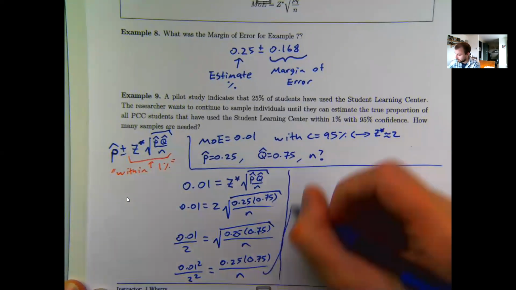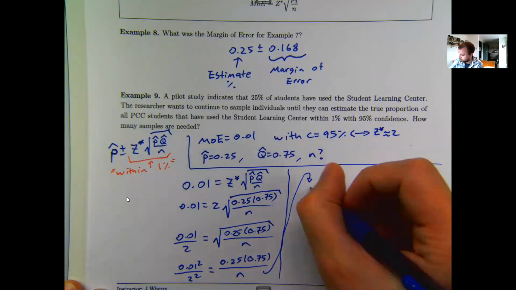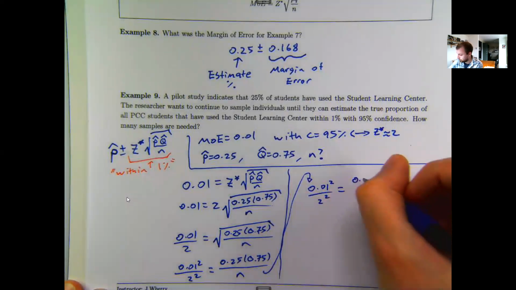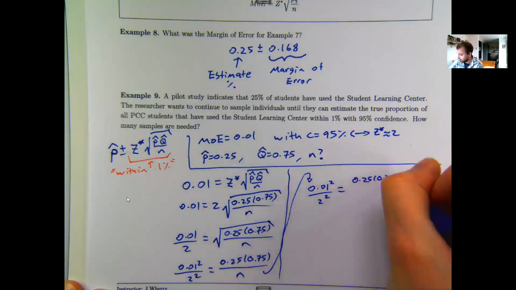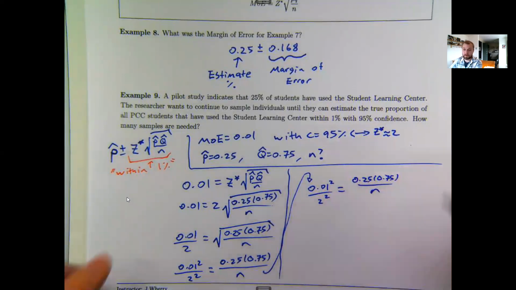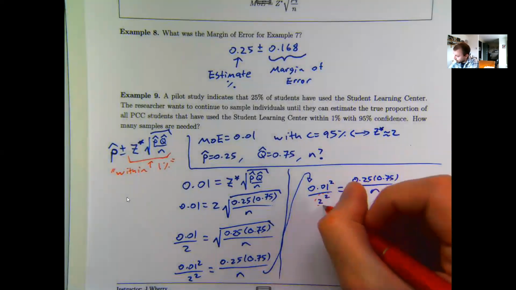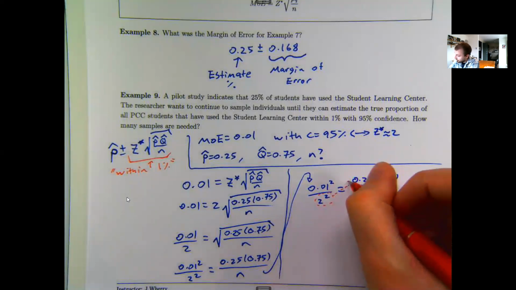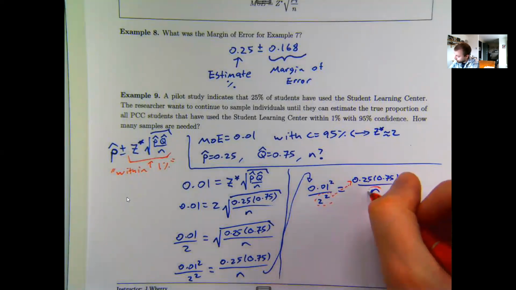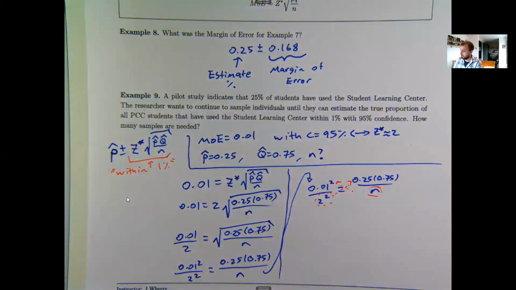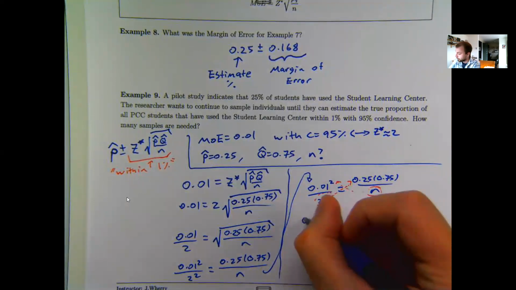Okay, for my next step, when I have a fraction equaling a fraction, a really good technique that you may have learned is called cross multiplication. And that's where you take the bottoms of these denominators and you multiply them both across the equal sign. This is not the only way to solve this. I'm just trying to give you a consistent process that will work.